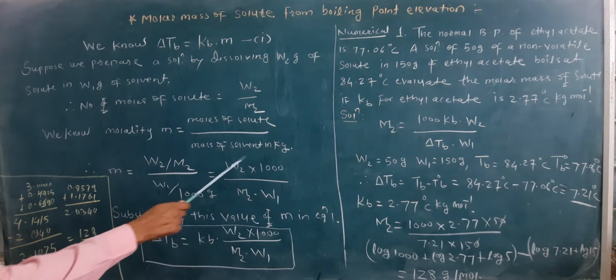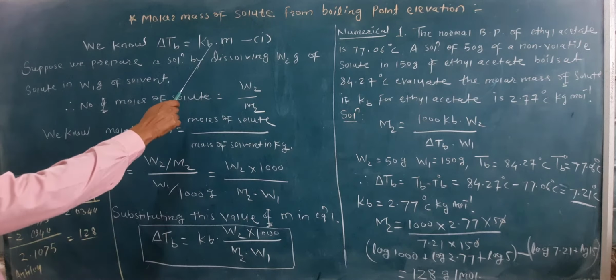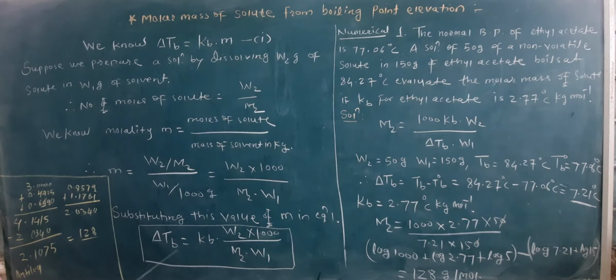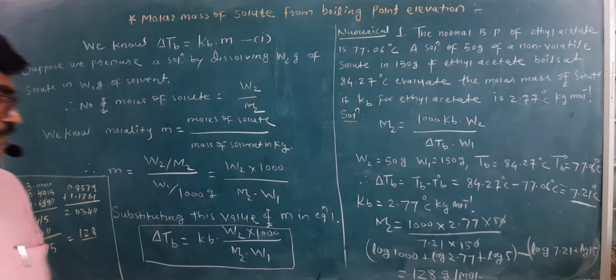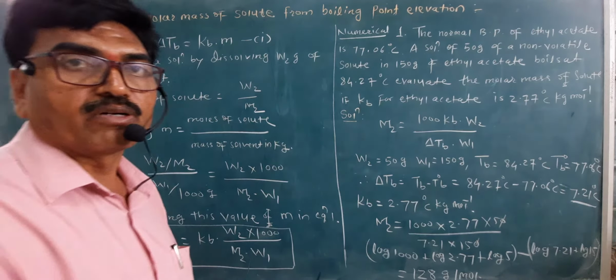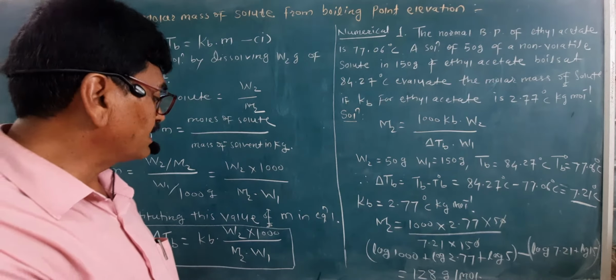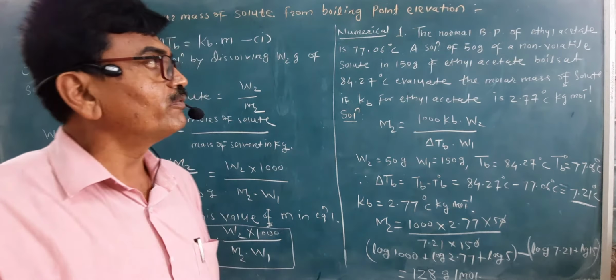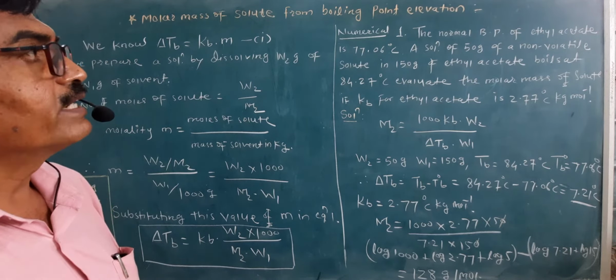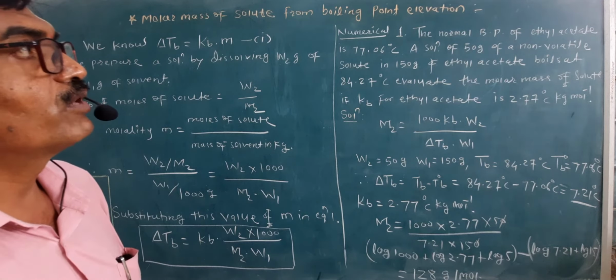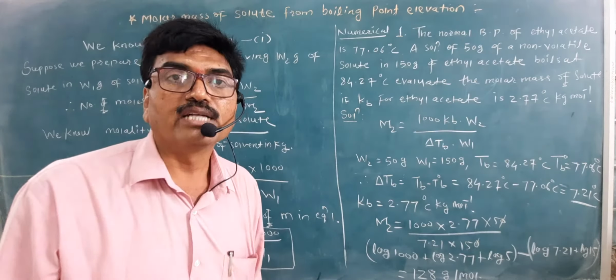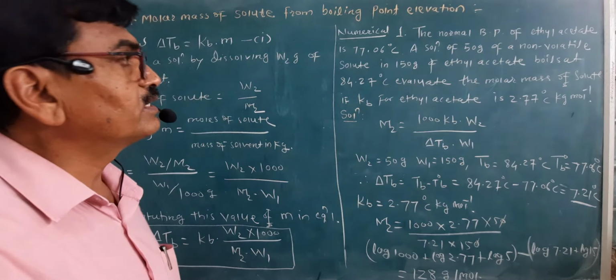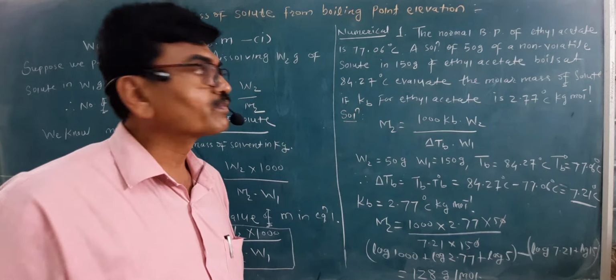By substituting this value of molality in the above equation, we get delta Tb is equal to Kb into W2 into 1000 upon M2 into W1. This is very important because its application is that we can easily determine the molar mass of a specific solute by knowing the boiling point elevation, or from the boiling points of the pure solvent and the solution. Now we will see one numerical.